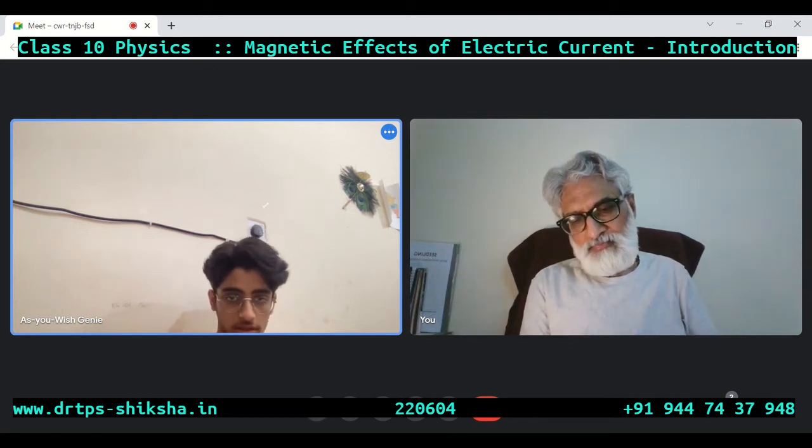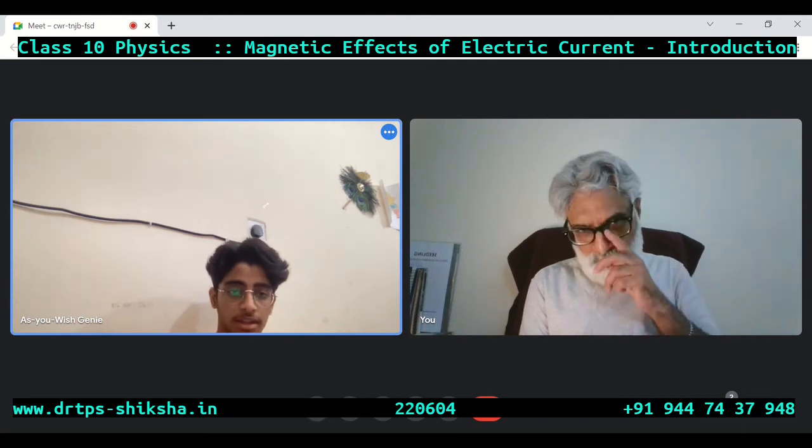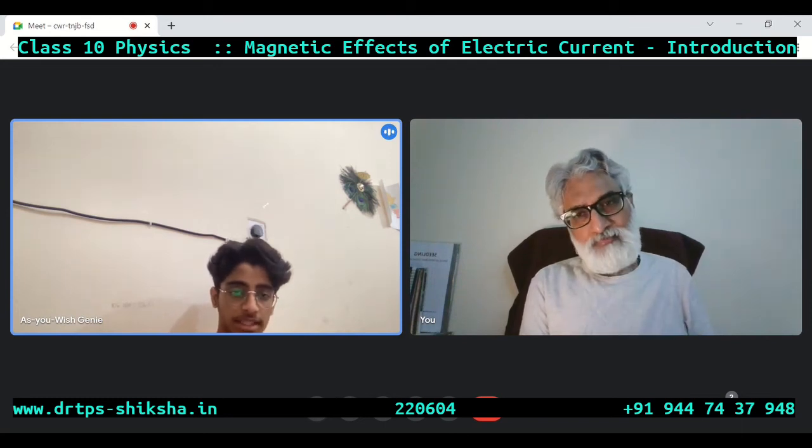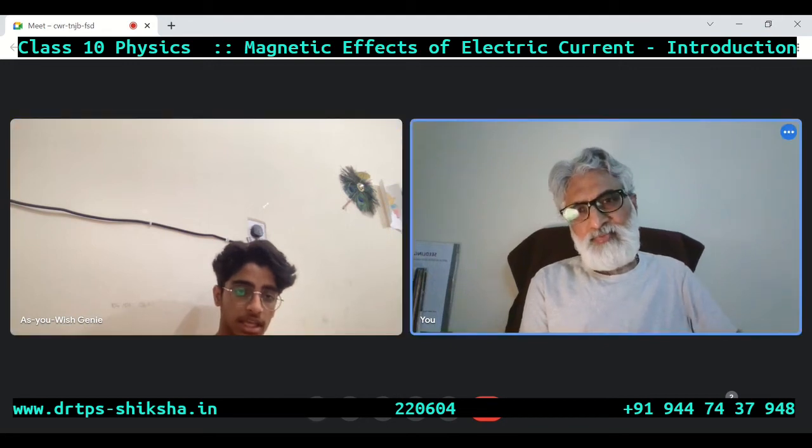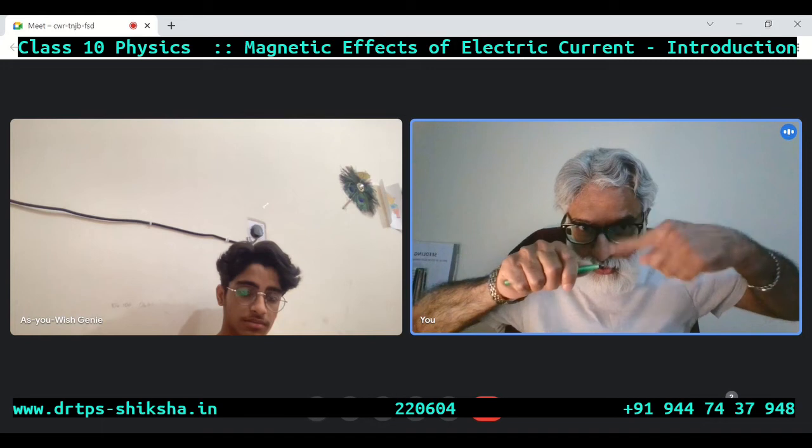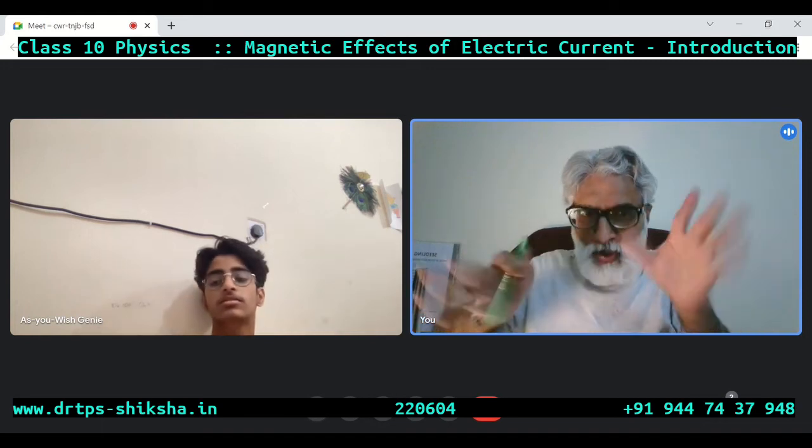Okay, so, next one, magnetic field due to solenoid carrying current. Solenoid consists of an insulated long wire closely wound in the form of a helix. Its length is very large as compared to its diameter. That means you are winding it very close, so R becomes almost a zero.